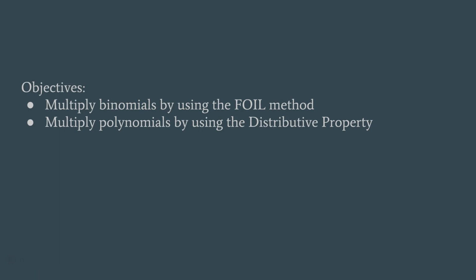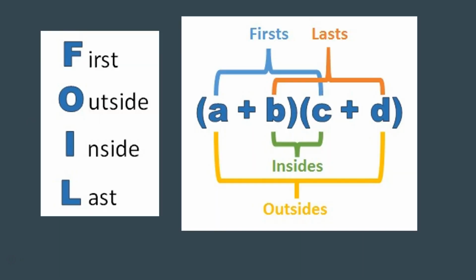Alright, so here are the objectives. You want to make sure you write them down in your notebook. This way you can compare to make sure that you did get everything that you were supposed to out of the lesson. Alright, so let's go over what the FOIL method is.